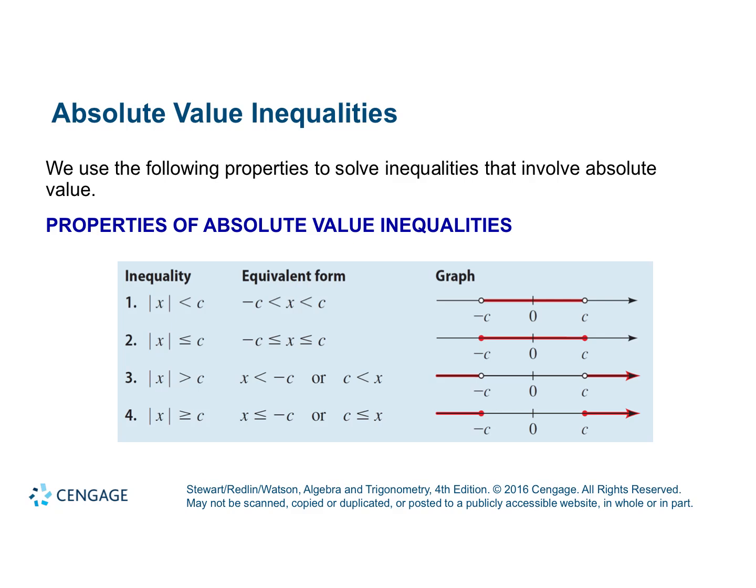So we're going to talk now about 1.8 part 2, solving absolute value inequalities. We went over the equations in part 1 and we're going over inequalities in part 2. They want us to use the following properties to solve inequalities that involve absolute value.